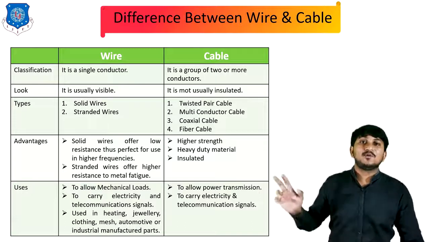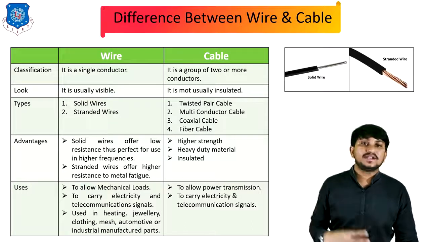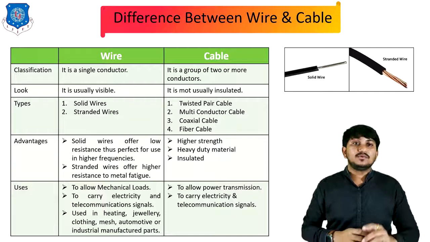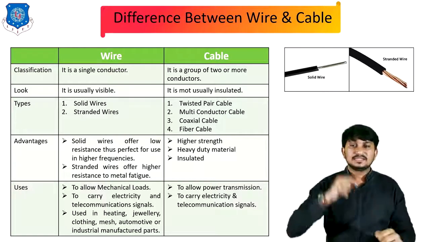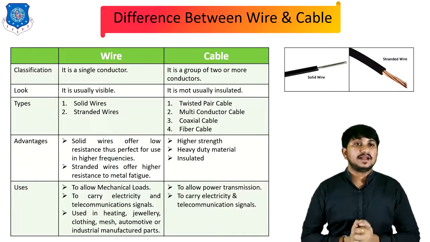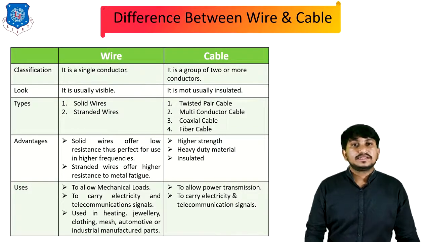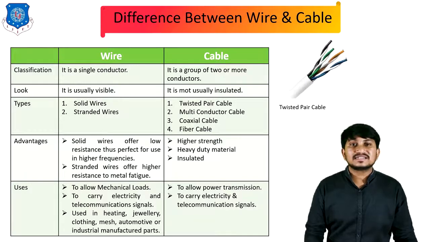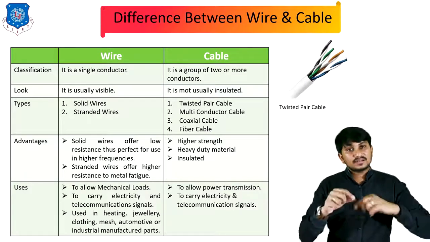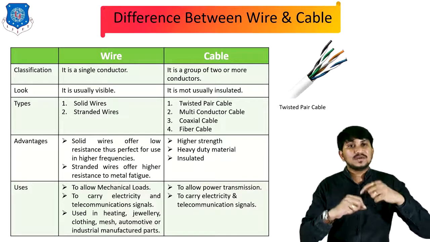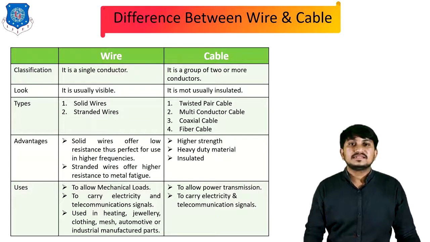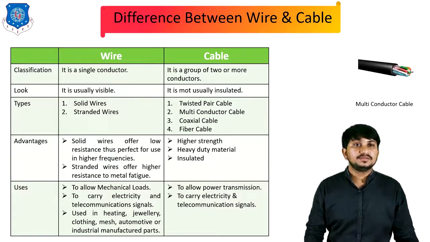There are two types of wires, solid wires and stranded wires. The solid wire is made by only one wire like this, while stranded wires are made of a number of wires in one package. Okay? Cable is of four types. First is twisted pair cables, where a number of wires are twisted like this. Okay. Second is multi-conductor cable, like this, in which a number of conductor cables are there.